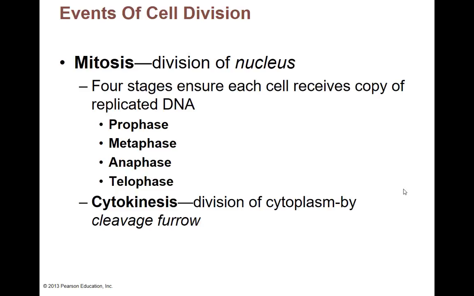Now when we want to divide our cell, we go through the mitotic division. Mitosis itself is division of the nucleus. So when I start mitosis, I have one nucleus. When I end mitosis, I have two nuclei. I've divided the nucleus itself. And there are the four phases, prophase, metaphase, anaphase, and telophase, for dividing the nucleus. So by the end of telophase, you have two nuclei.